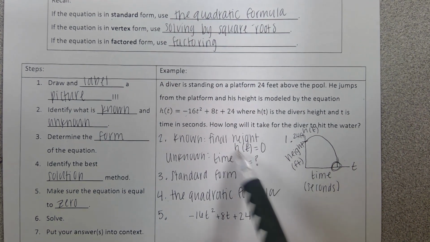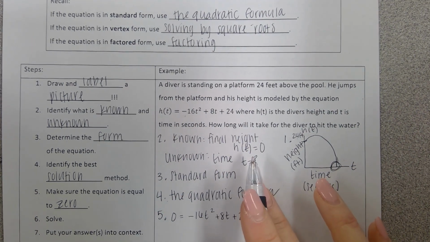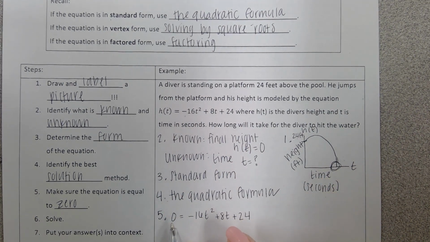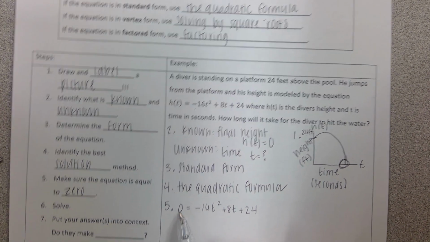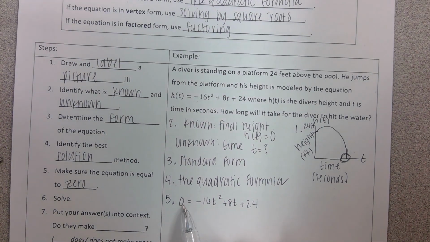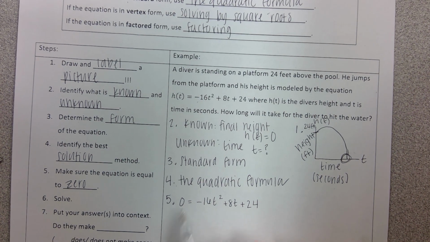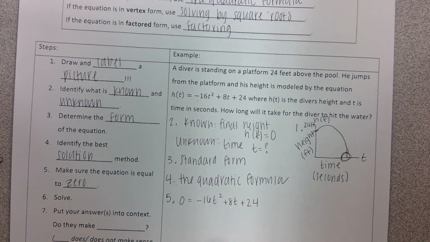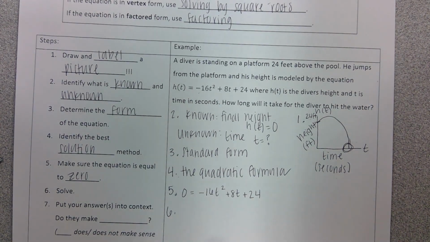So in this case, my final height is 0. If my final height was 15, I would set this equal to 15. And then I would have to move it over to get to 0. So this is not always going to automatically be 0, but we have to get it set equal to 0. So this is equal to my final height. In this case, it is already 0 for us. All right, step 6. Now we're just going to solve.